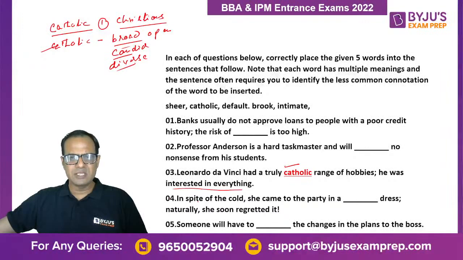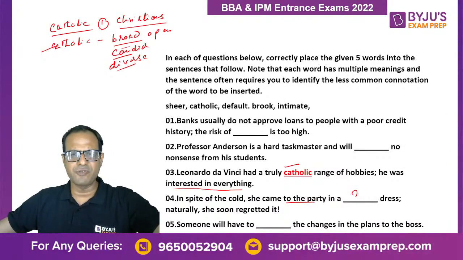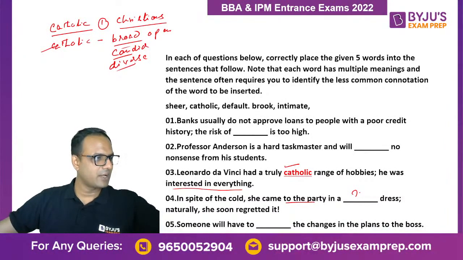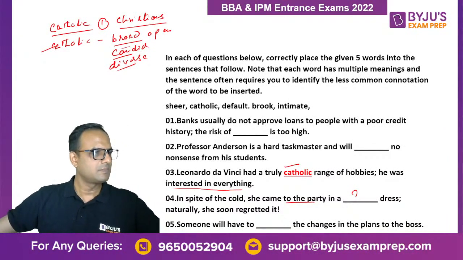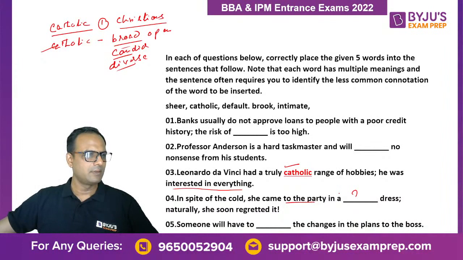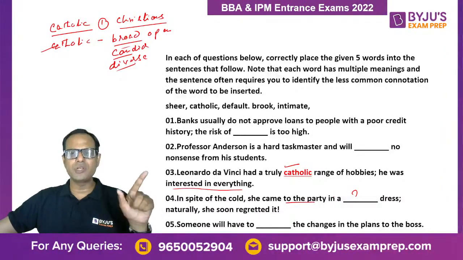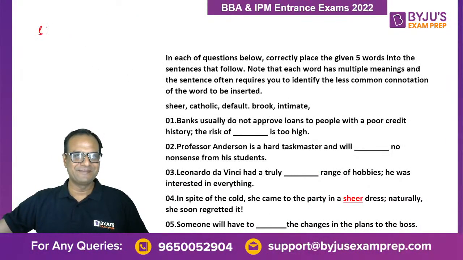Fourth one says, in spite of the cold, she came to the party in a dash dress. In spite of the cold, she came to the party in a dash dress. Naturally, she soon regretted it. Just a second, guys. All right. Okay. Naturally, she regretted it. Now, what was she regretting? The answer is sheer.